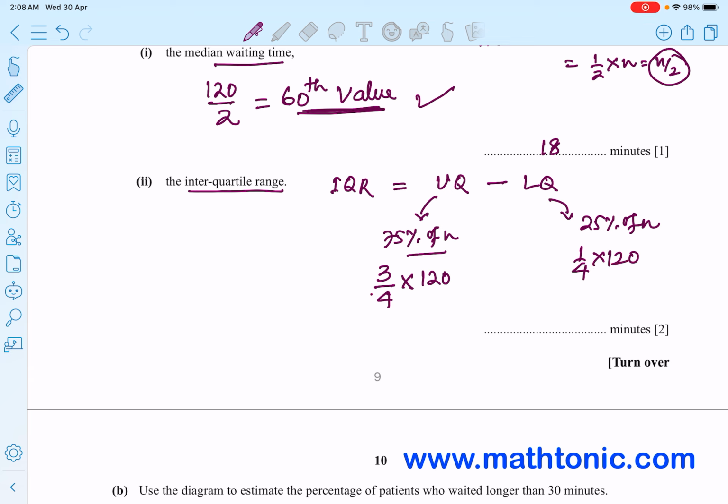So if you simplify, 4 ones are 4 times 30. That means the answer is 90, please, the 90th value. And if I cancel this, 4 ones are 4 times 30.